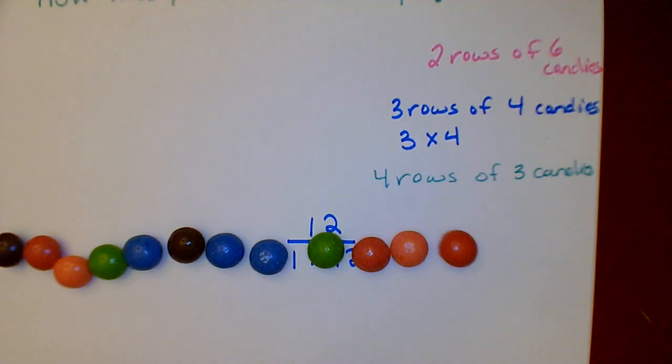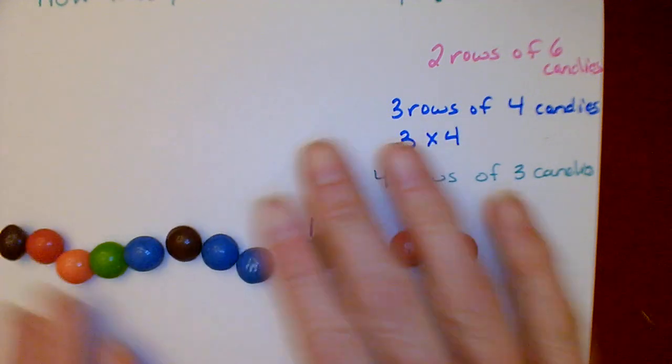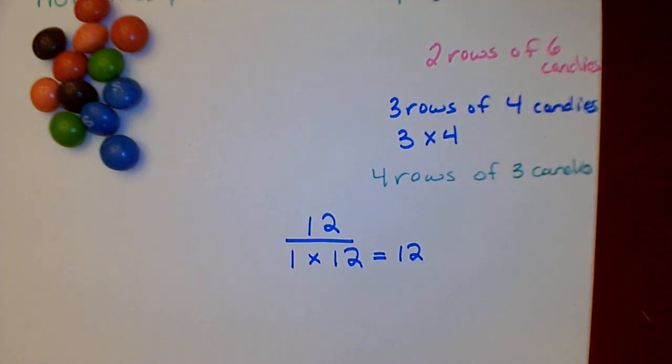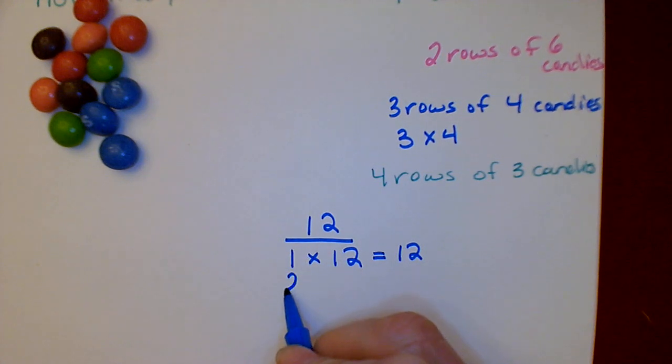And there you have it. 1 row, 1 not very neat row of 12 candies. All right, so we just proved that. So now the question is, what should I try next? Well, what I always recommend is try the number 2, see if it works.